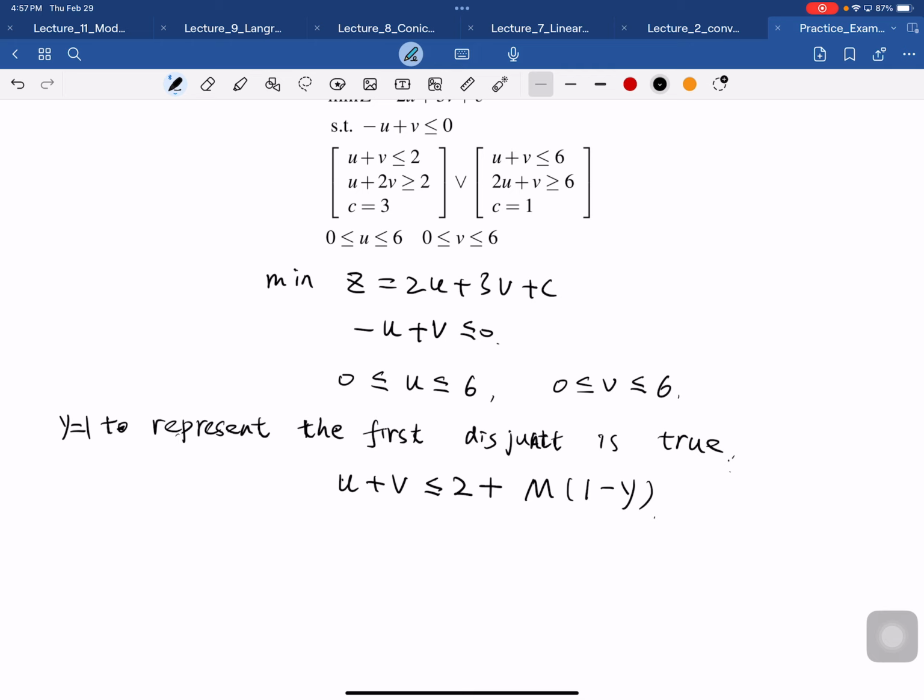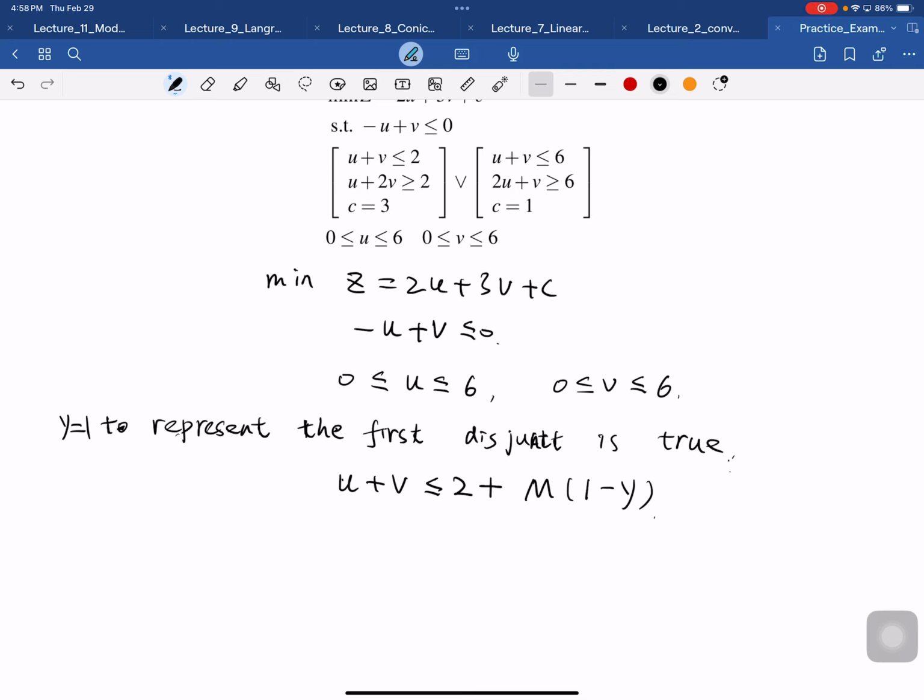Like m into y instead of m into 1 minus y, and say y is equal to 0. I don't quite get it. Like over here, y is equal to 1 represents k is true, right? But can we write it as m y and say y is equal to 0? Oh yeah, you can do that as well. But then the definition of y will be switched. You are saying like y is 0, the first is true, then y is 1, the second is true. You can do that as well. There's no big difference. If you already have the solution, you can just switch your y with 1 minus y here.